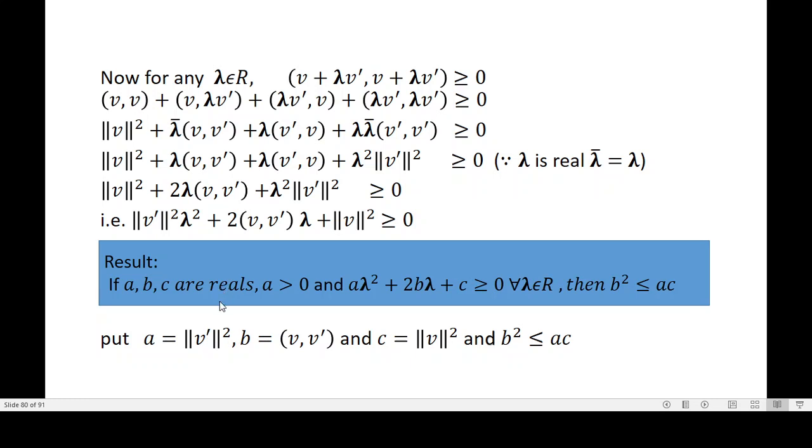So make use of this result. A is equal to norm v dash square. So we have a lambda square plus 2b lambda plus c, where b is the inner product of v comma v dash, and c is norm v square. And then b square is less than or equal to ac.